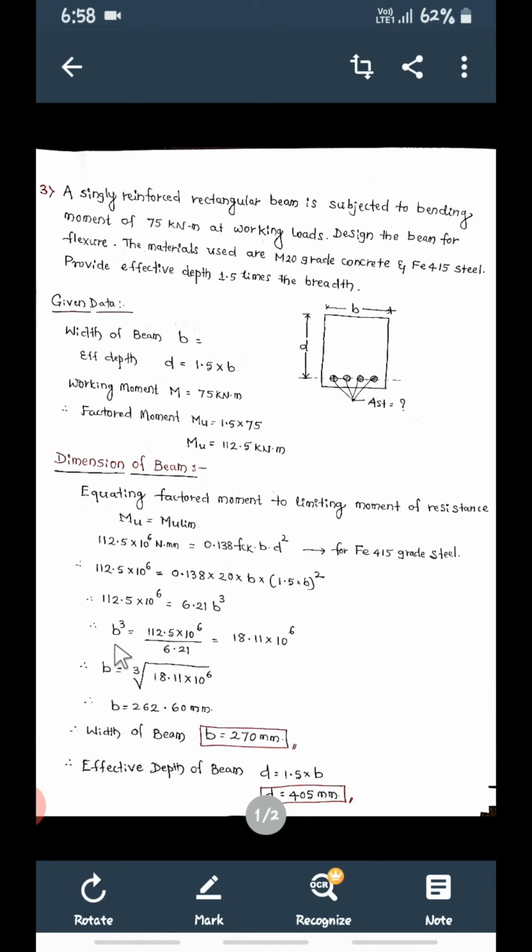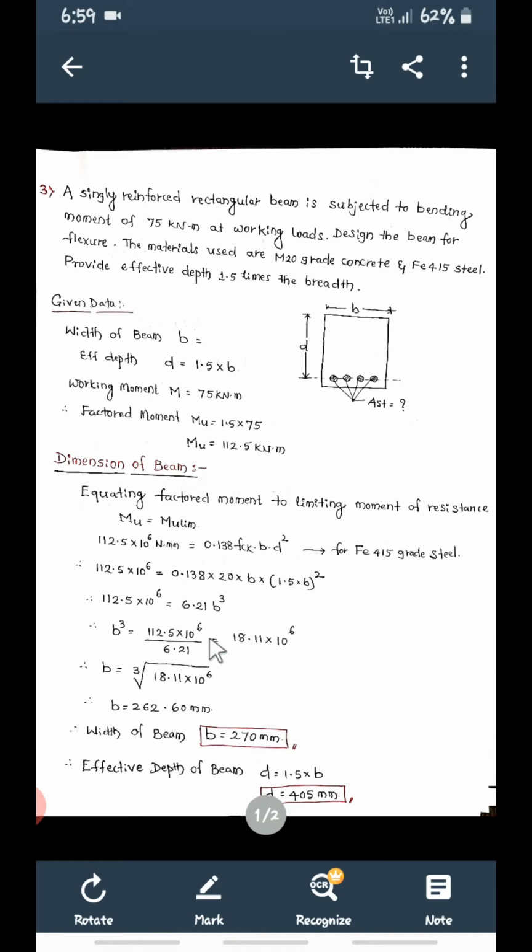So b cube is equal to 112.5 into 10 to the power of 6 divided by 6.21. So b cube will be 18.11 into 10 to the power of 6. Now b is equal to the cube root of 18.11 into 10 to the power of 6. We get 262.6 mm. It is a fraction, so rounded off to the next higher value, we can write width of beam b is equal to 270 mm.